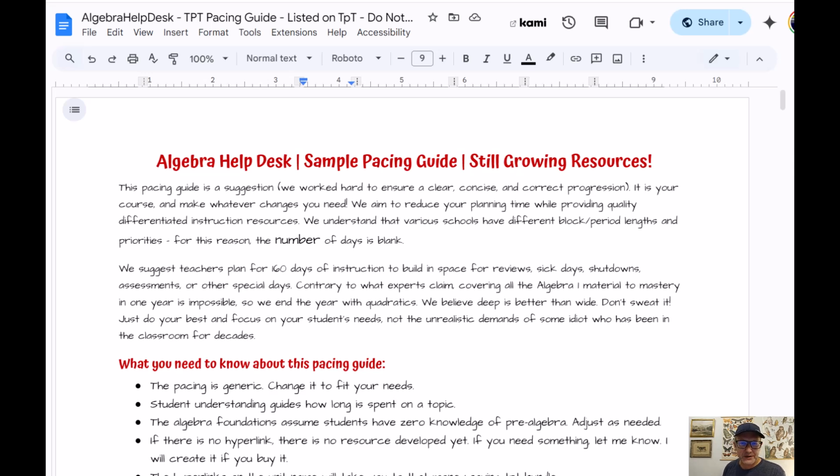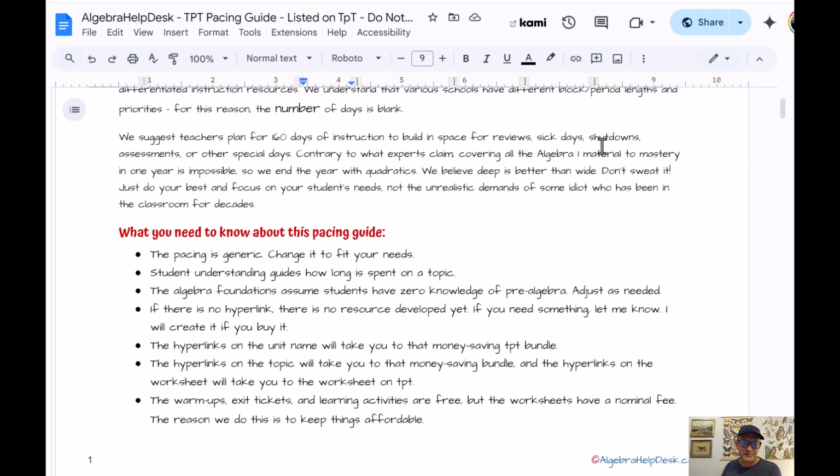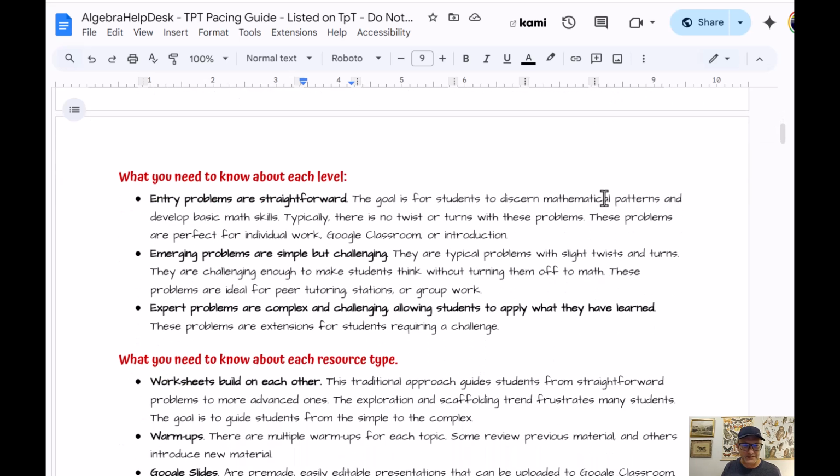Here's our free resource. It's our pacing guide. Just some things you need to know. It is pretty generic because I believe every classroom, every teacher has a different story, and you're going to be at different places. So I wanted to come up with a pacing guide that's more of a general outline. So that's my thought process here.